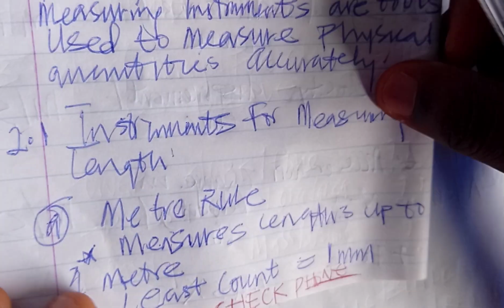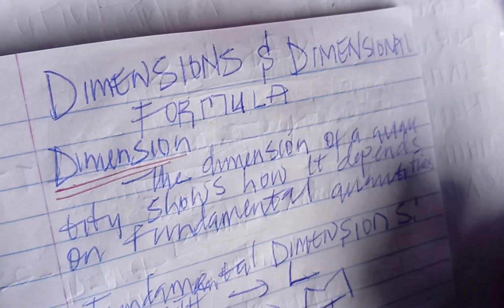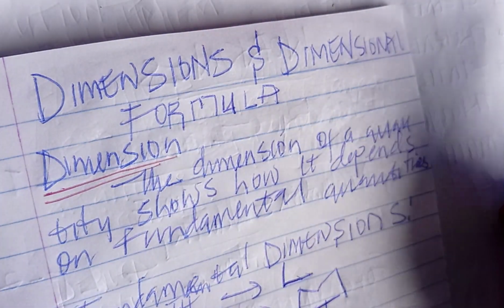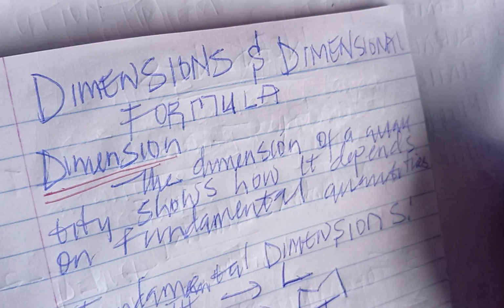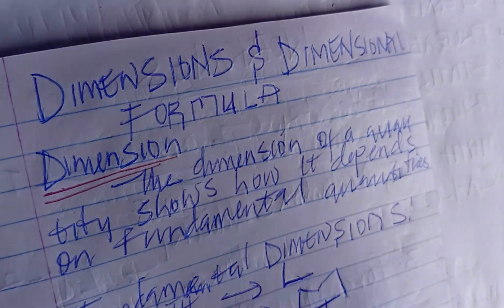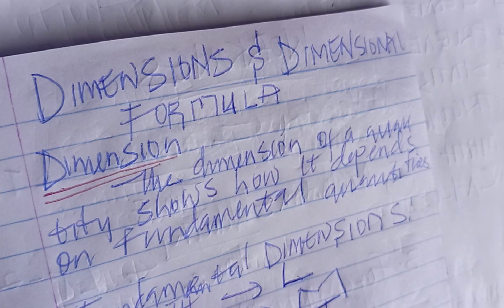I've already explained measuring instruments and the meter rule and all the rest. So now I'll be explaining what we call dimensions, the dimensional formula and its analysis. Please pay very close attention. You must see this in your exam, in your JAMB exam, or any physics exam that you are taking in secondary school.